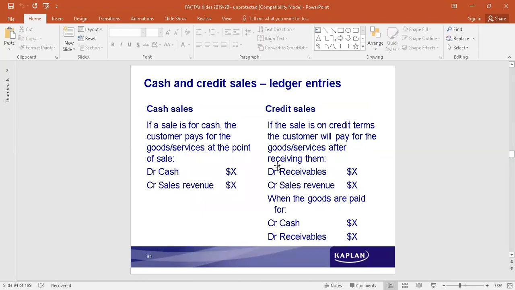Cash sales journal entry: we know sales is always credited and cash is received, so debit what comes in, the cash account, and credit sales revenue. If it is a credit sale, in place of cash it will be receivables: receivables account debit, sales revenue credit. The day when cash is collected, the receivables account will be closed: cash to receivables.